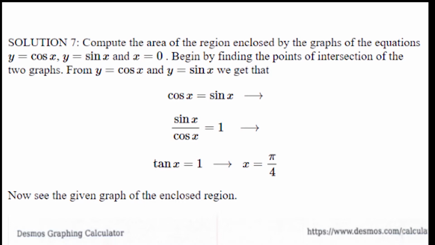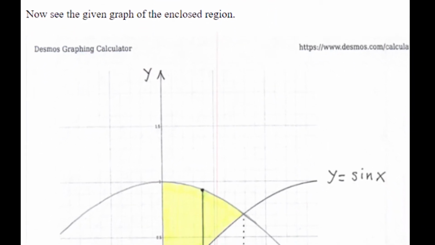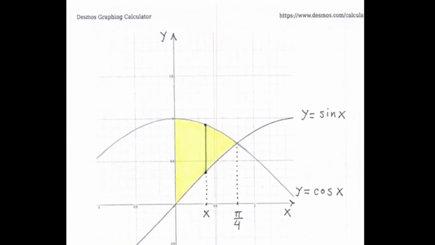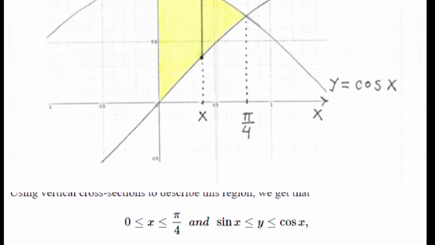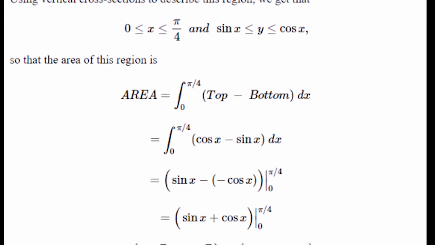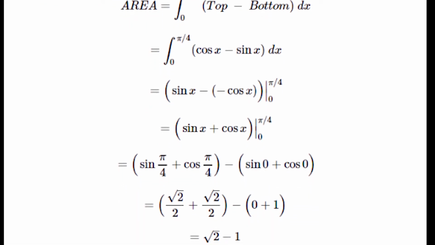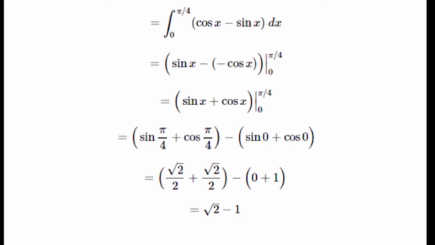Now, we shall look at the graph of the enclosed region. Now we can see the area bounded by the graph of y equals sine x, y equals cosine x, and the y-axis. So the area of this region is given by the integral from 0 to pi over 4 of cosine x minus sine x dx. And so by integrating and subtracting the lower limit from the upper limit, we get the area of the bounded region, which is square root of 2 minus 1.